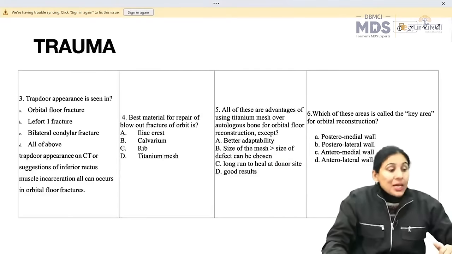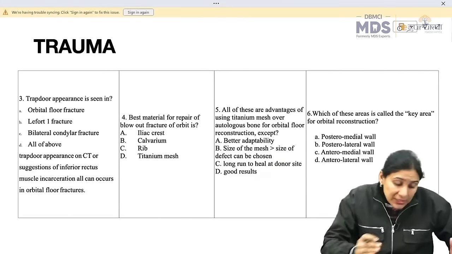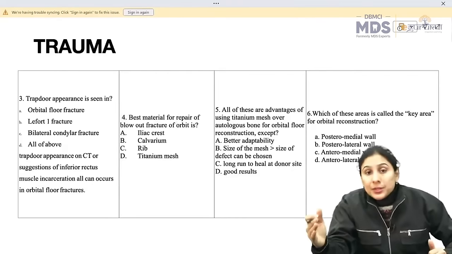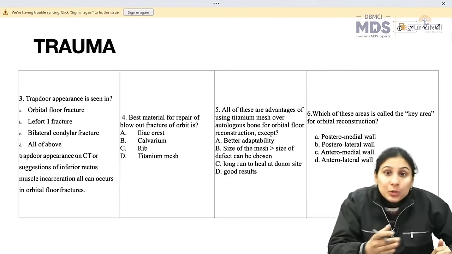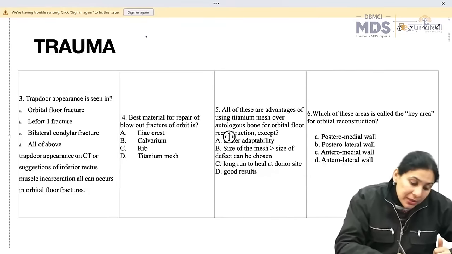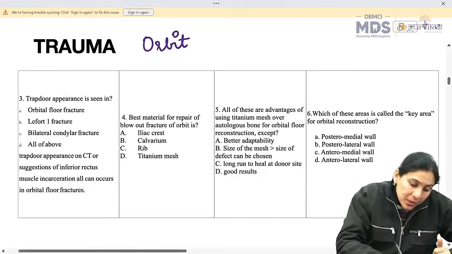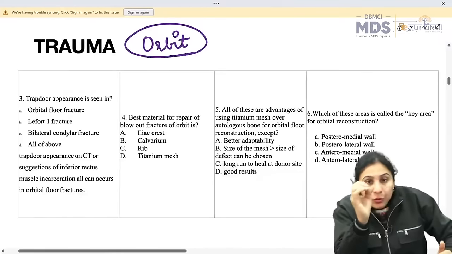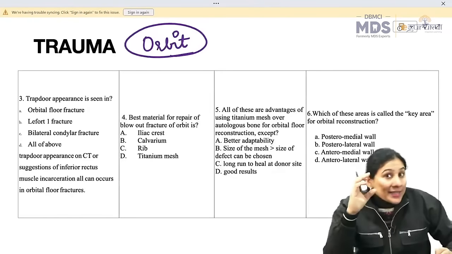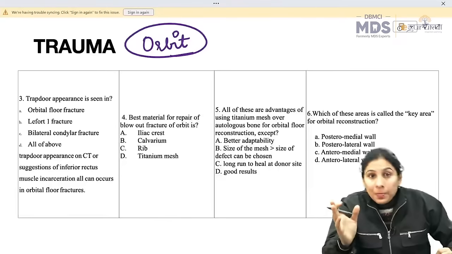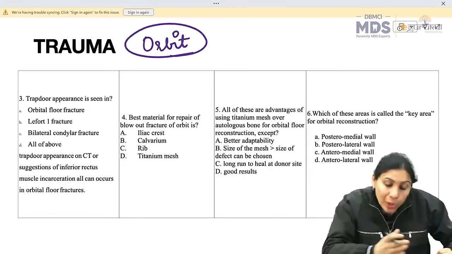Okay. Next, we come to trauma. I put four questions together because they are related questions. All the questions are related to the orbit. So if you have read one question and its explanation properly, you can answer all these questions.